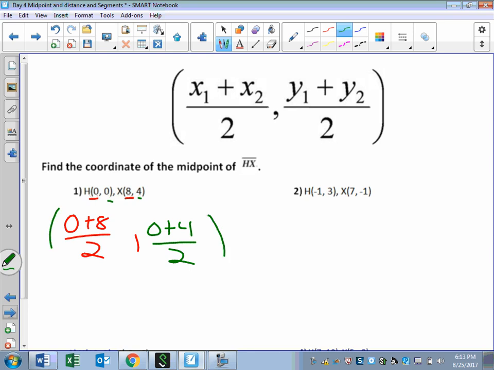So 0 plus 8 is 8, divided by 2 is 4. 0 plus 4 is 4, divided by 2 is 2. So for number 1, the midpoint is 4, 2. And it's just that simple.